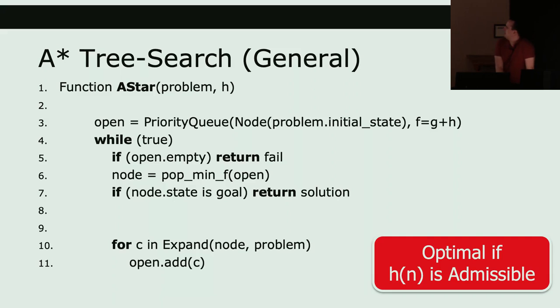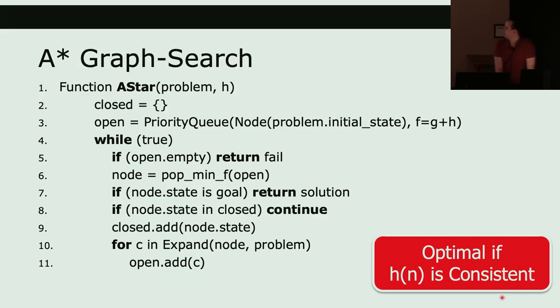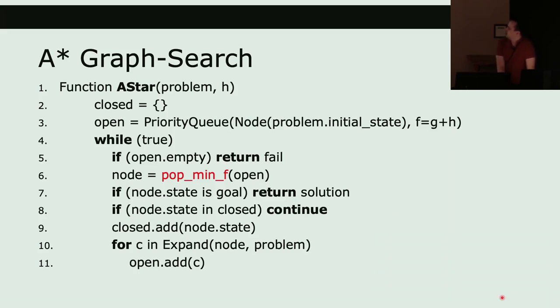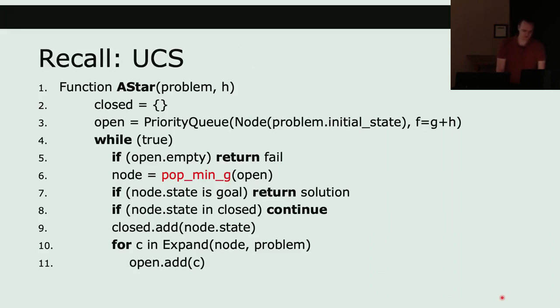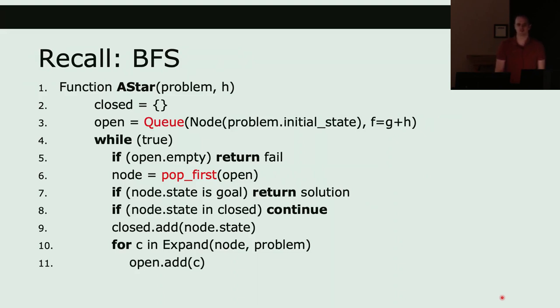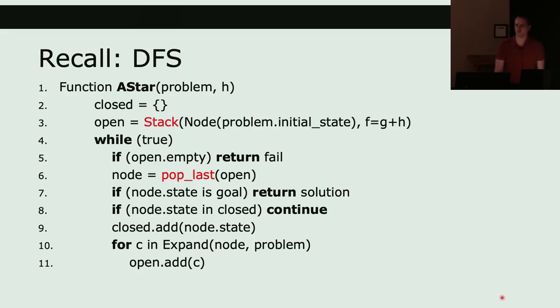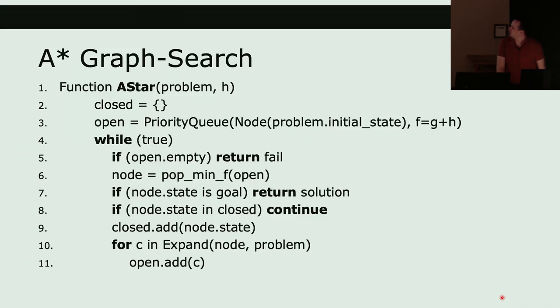So this is A star tree search where we don't have a closed list. This is optimal if it's admissible. And this is with a closed list, optimal if h of n is consistent. So this is the same algorithm, just selecting a different node from the open list. This is what we do for A star. This is uniform cost search, right? Instead of selecting minimum F, we take the minimum G. This is BeFS. We just take the first thing from the open list instead. This is DFS. We take the last thing from the open list instead. So same algorithm, just choosing from the open list differently.